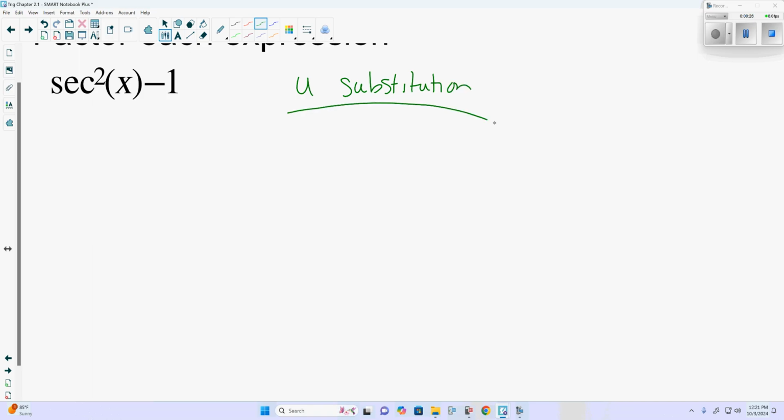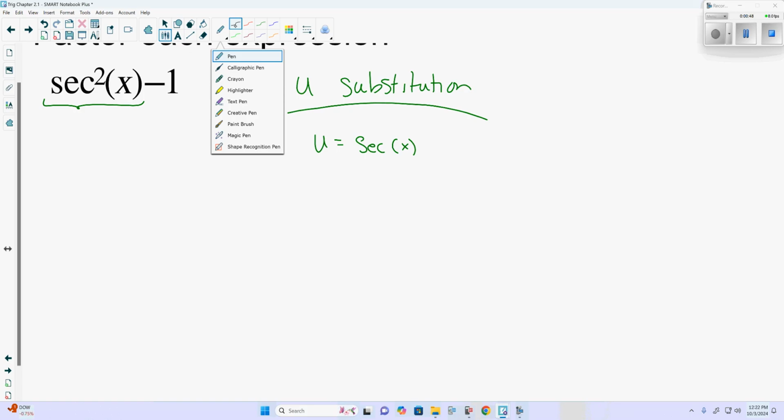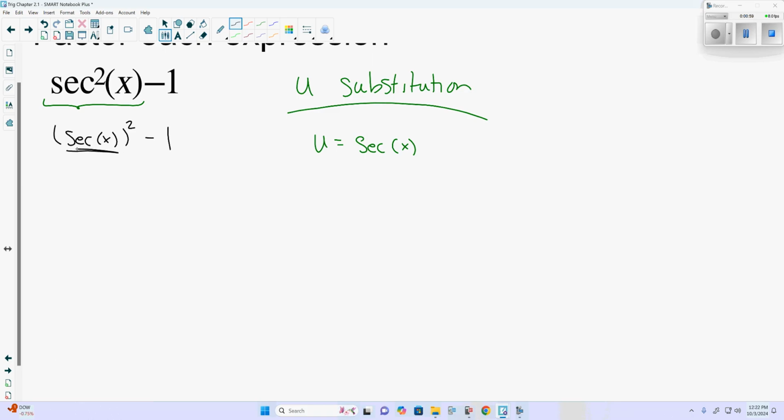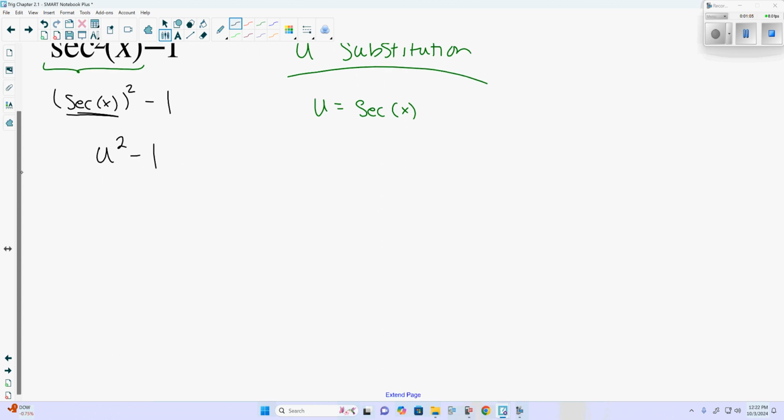U substitution. And the way we use U substitution is we take U and set it equal to part of our expression. And here we're just going to set U equal to secant of x. Now for the equation, really what we're saying is that we have this secant term, secant of x, being squared, being multiplied by itself, minus 1. So when we apply this U substitution, we're really just going to replace secant with U, saying that we have U squared minus 1.